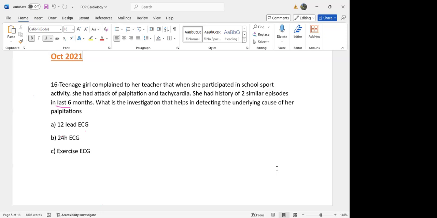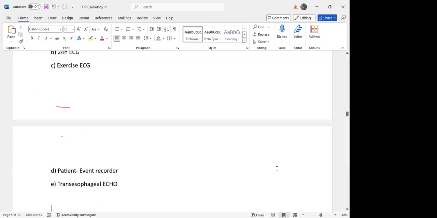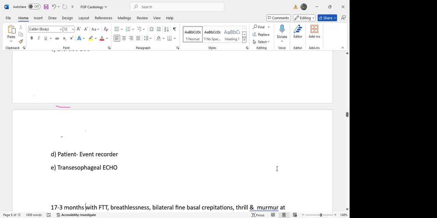See, in the last 6 months, she had just 2 episodes. So every time during exercise, she does not have a problem. That is why you will go for a 12 lead ECG. A 24-hour Holter, or a patient event recorder, or a video recorder, whatever it is, you only need that if you want to detect the palpitations or the SVT. But for the cause, you just need a 12 lead ECG to look for an accessory pathway. So a patient event recorder is only when you want to detect SVT, or detect arrhythmias.